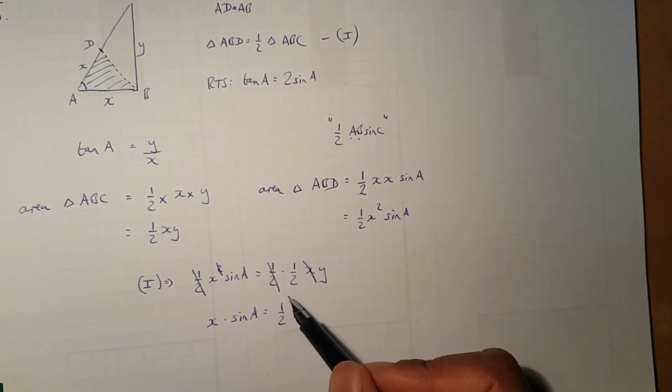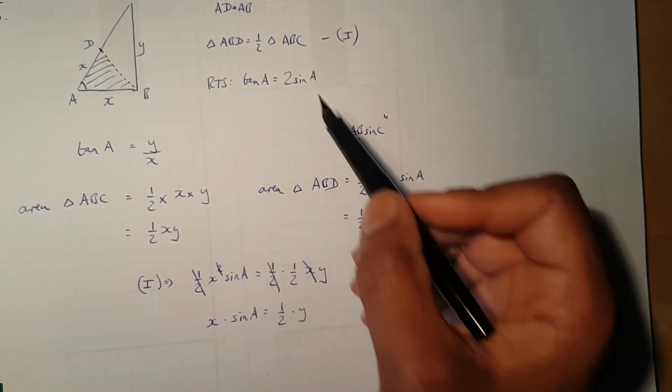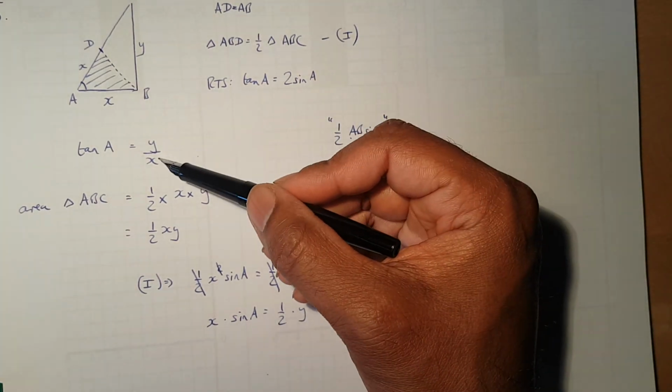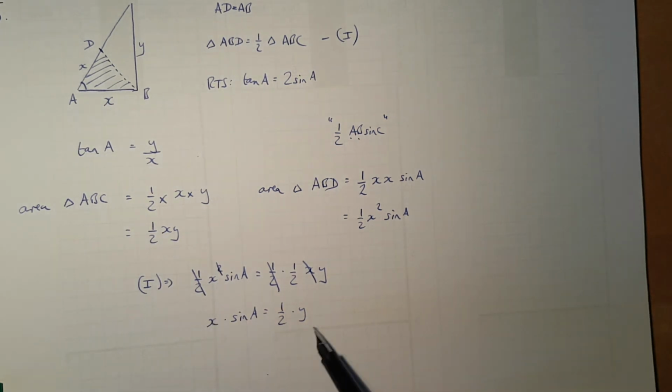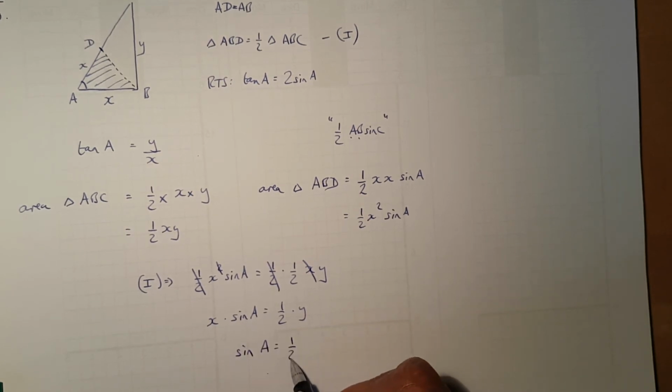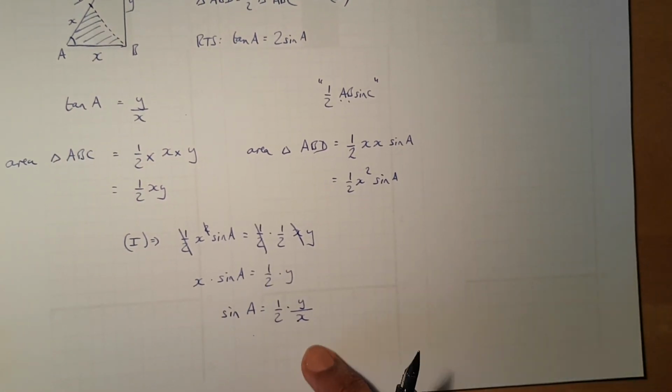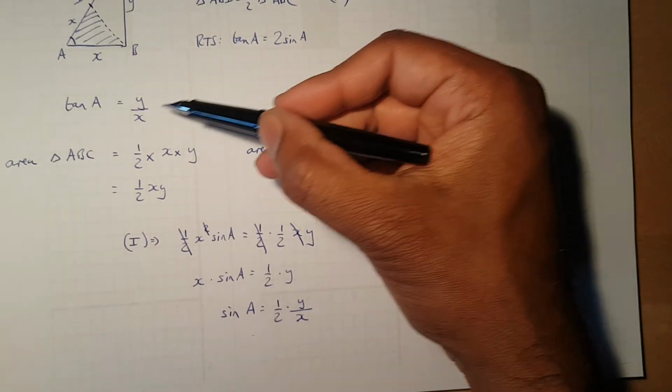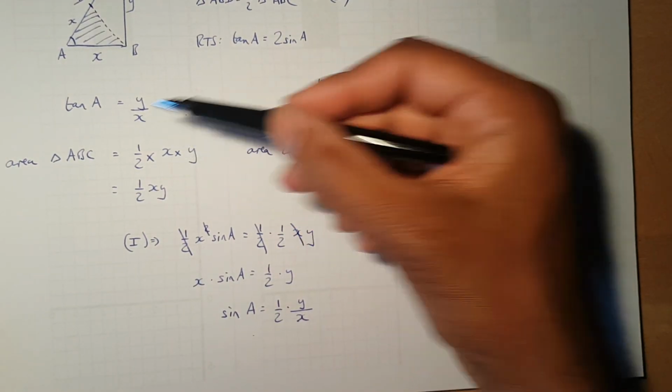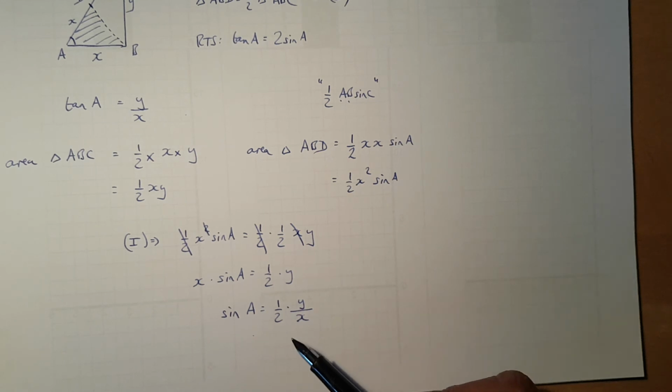Let's just look at what I have. I've got a sine A there, which I need in a little bit. I've got a y and an x over each other here: an x here, a y on this side. If I divide both sides by x, I'm going to get something quite useful. So I now get sine A is a half times y over x. Between this line and this line, I've simply divided by x. The reason I've done that is the question's asking me to work in y over x, because that's what tan A is. So at this point, I've got sine A equals a half y over x.